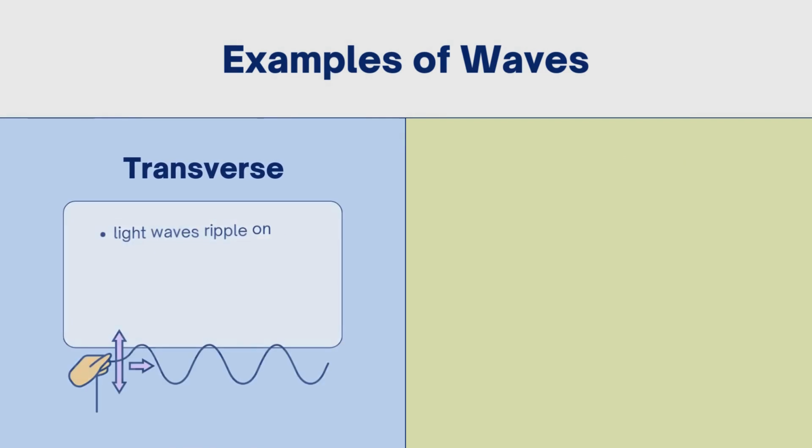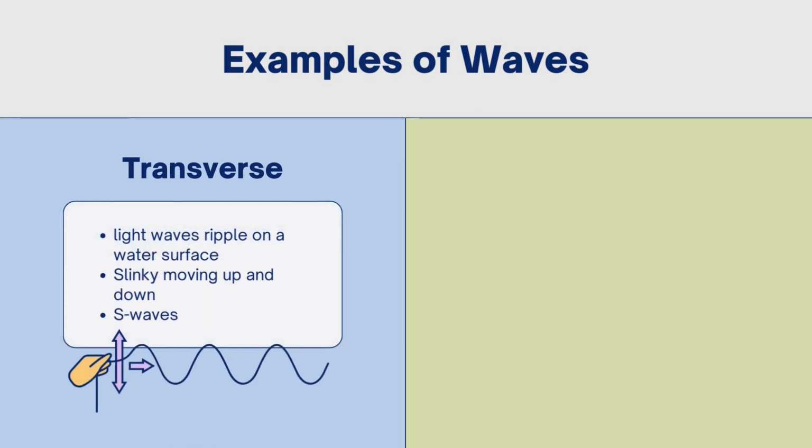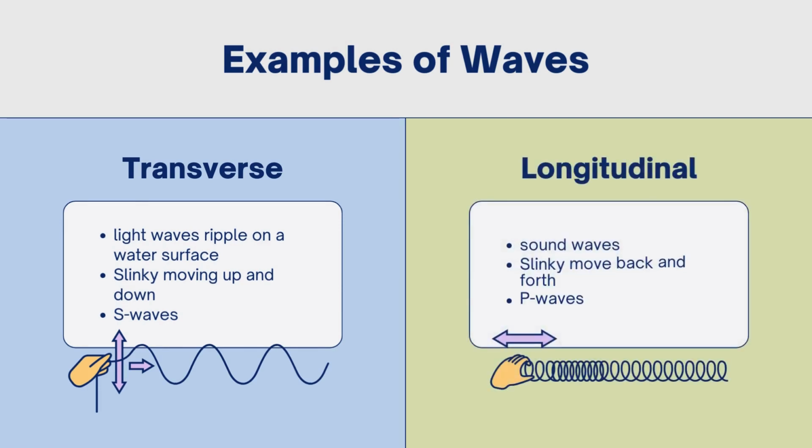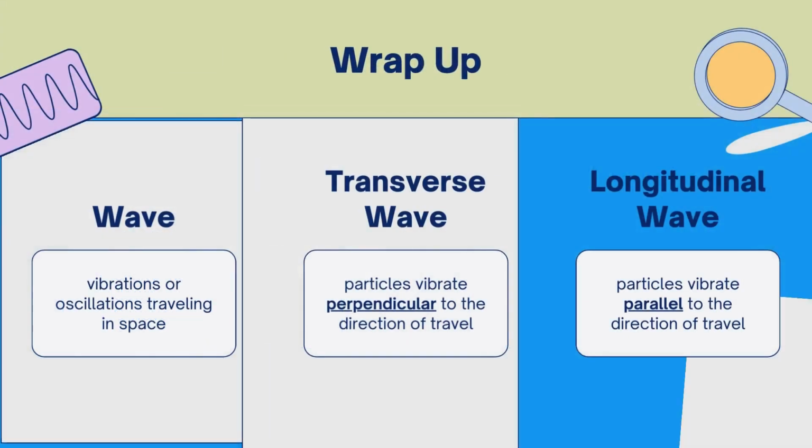Let's take the example of waves. Transverse waves: light wave, ripples on a water surface, slinky moving up and down. It is in the form of S waves. Longitudinal waves: the example of longitudinal wave is sound waves, slinky moving back and forth, and P waves.